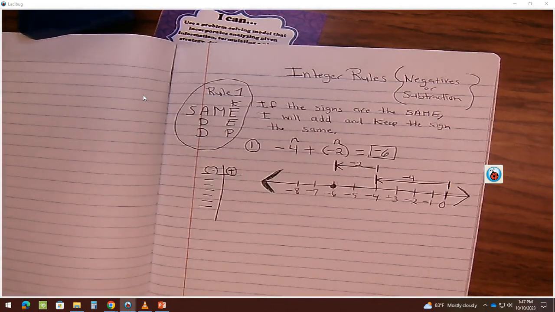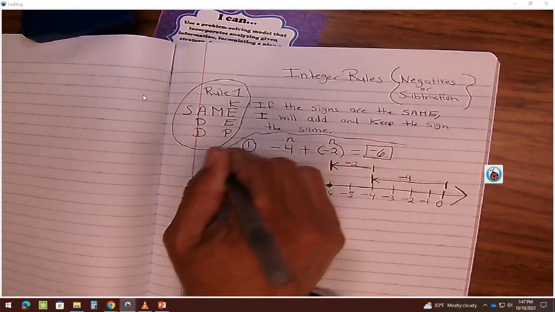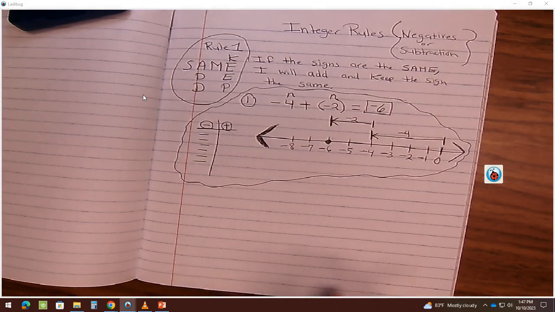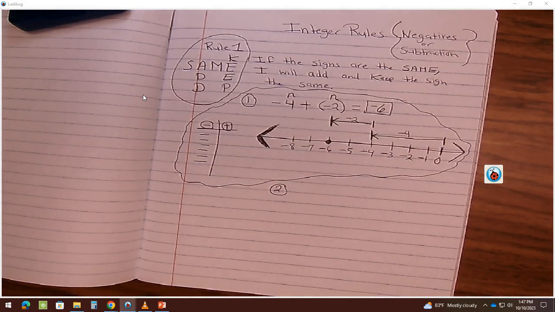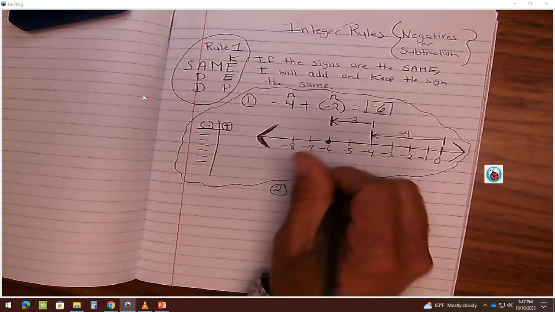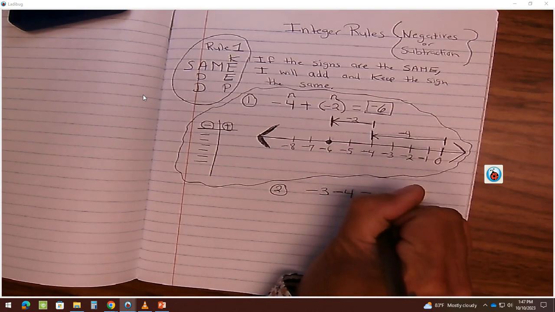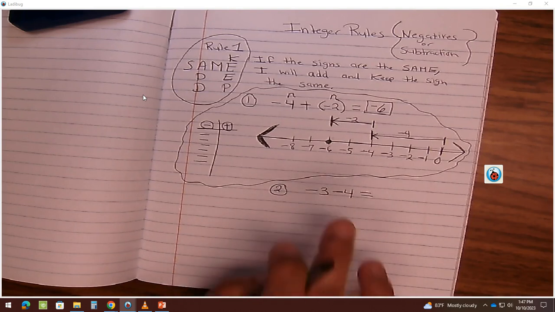Okay. Let's bubble in number 1 because we're done with number 1. And we'll try another one. This is the one that is tricky, so you better listen. Number 2. This one can be tricky for some kids. Negative 3 minus 4 equals. Okay? So there's the question, there's the problem.